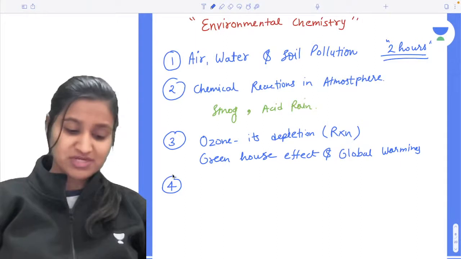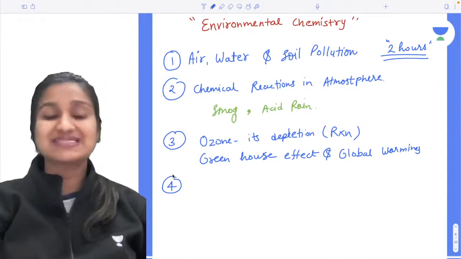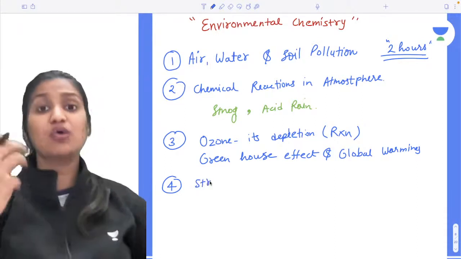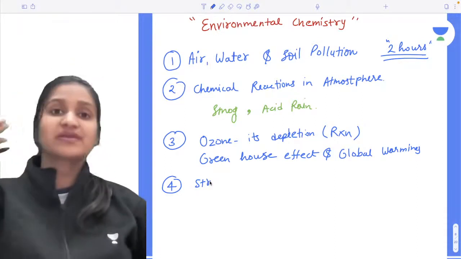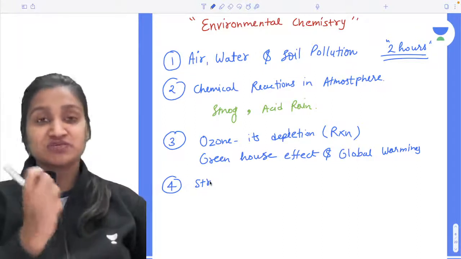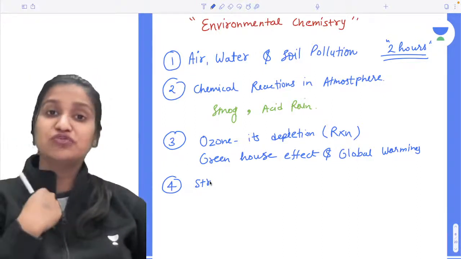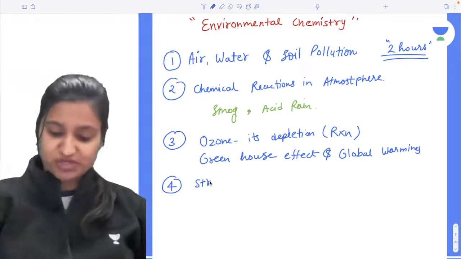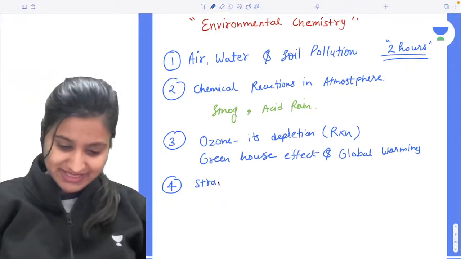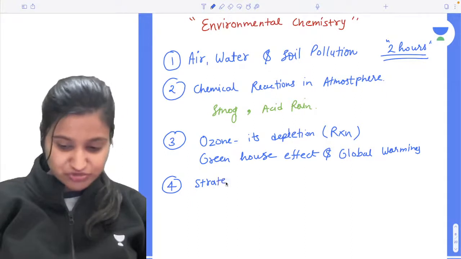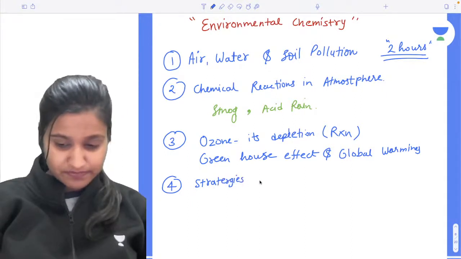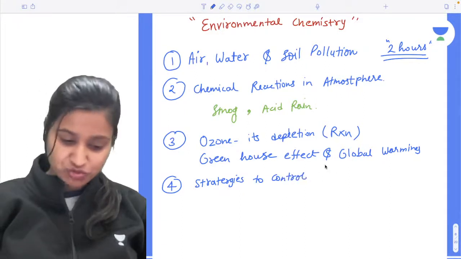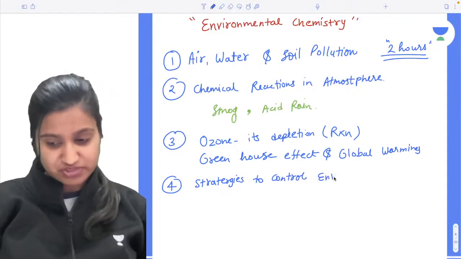And number 4, what is the last thing? It is strategies to control environmental pollution. Like how can you reduce pollution, right? Air pollution is there, how can you reduce it? Water pollution is there, how can you reduce it? Soil pollution is there, how can you eliminate it? These types of questions, okay? So you can say strategies to control environmental pollution.